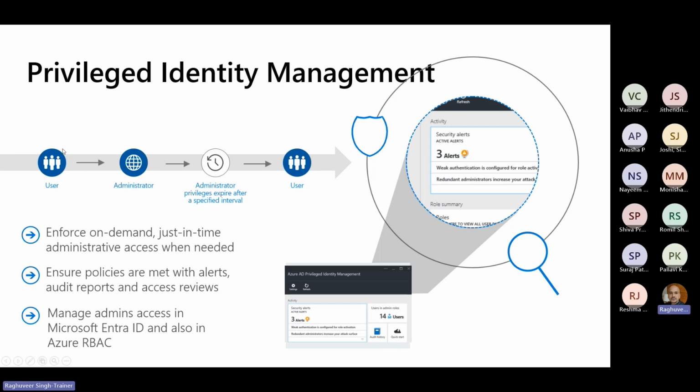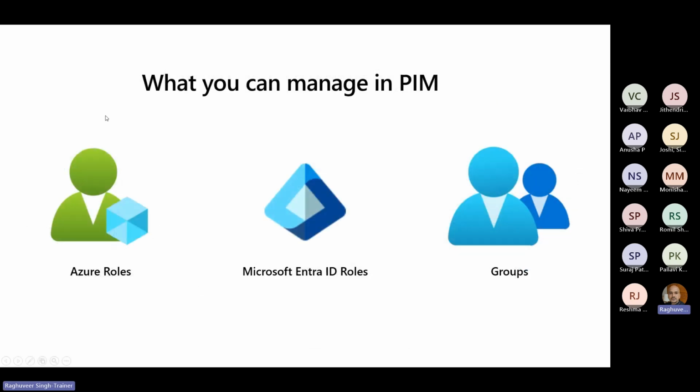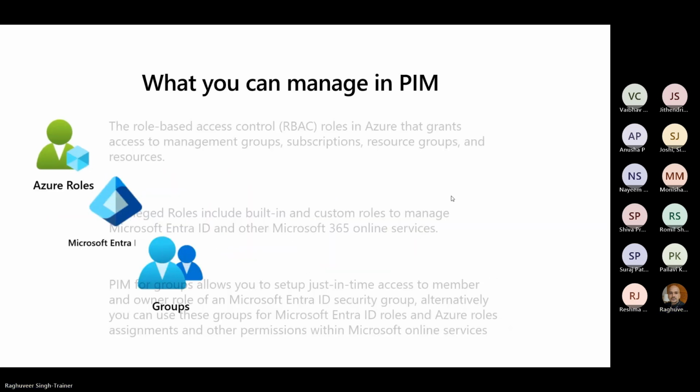That's exactly what I explained. And while this user becomes an administrator, you can enforce MFA, you can enforce the approval workflow. What can you manage in PIM? All these three things: Azure roles, Entra roles, and groups. Now, group management capability was added recently in PIM. It was not there in the past. I will explain all these three in the demo.